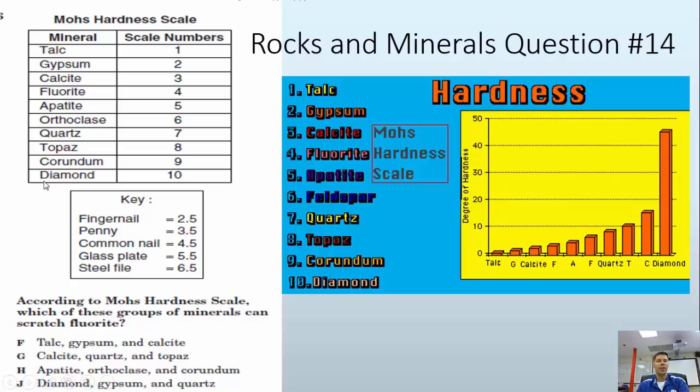And then on the other end of the scale, we got a diamond. A diamond has a hardness of 10. A diamond is so hard that it will scratch all of these other minerals, and none of these minerals could put a scratch on a diamond.